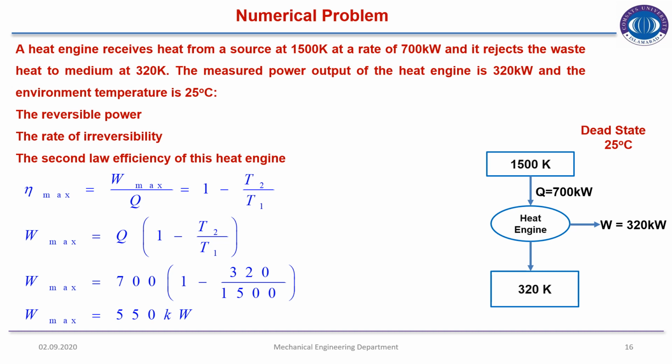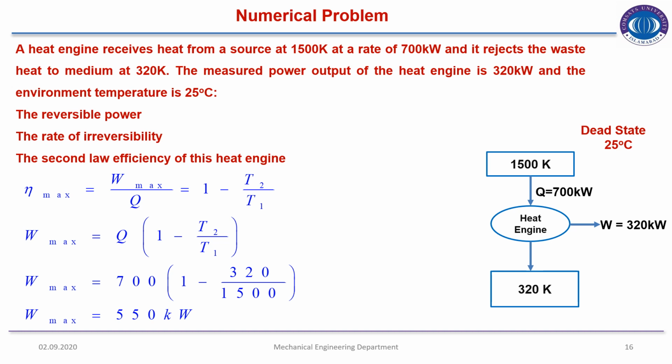Because this is a reversible power, to calculate the reversible power, you are assuming the heat engine is a Carnot heat engine. So you will be utilizing the efficiency for Carnot heat engine. The efficiency of Carnot heat engine is 1 minus T2 over T1, and efficiency is also equal to W over Q. To calculate the W, the Q is in the denominator on the left hand side, so it will multiply on the right hand side. So W max is equal to Q into 1 minus T2 over T1.